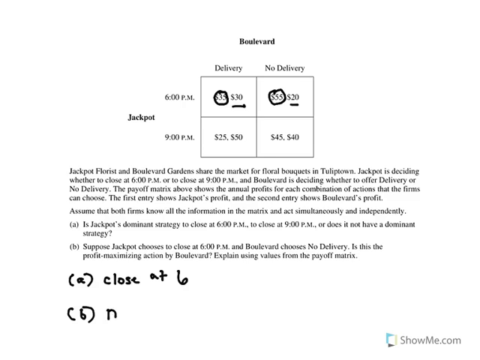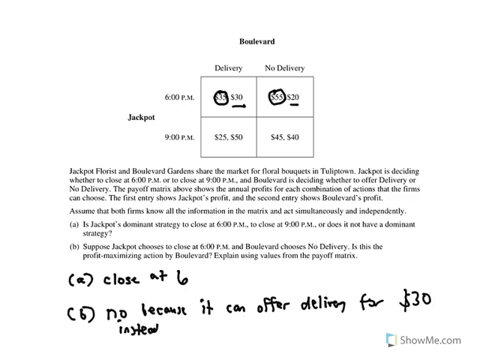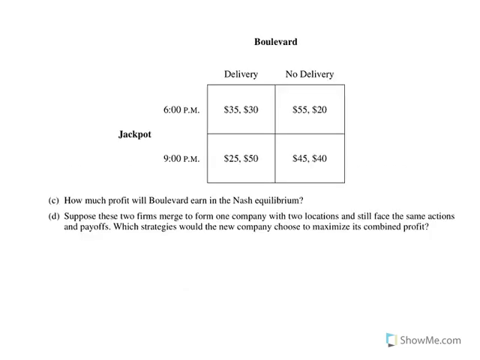So the answer here is no, because it can offer delivery for $30 instead of not for $20. You guys probably said it nicer than I did there, but yeah, it can get $10 more by offering delivery, and so you just have to make sure that you use those numbers, 30 and 20, in your answer. All right, on to letters C and D.